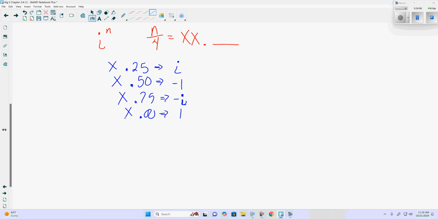Because if our power of i, i to the n, if we take that n and divide it by 4, and our decimal number is 0.25, it is going to reduce to i. If the decimal is 0.50, it's going to be reduced to -1. 0.75 is going to be -i. And 0.00 is going to reduce to +1. Okay. Questions on this here?